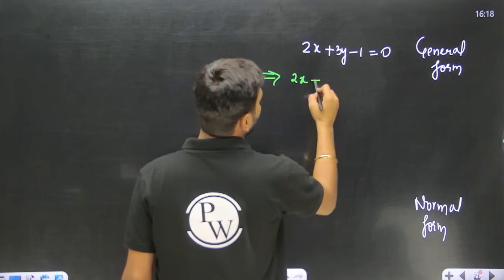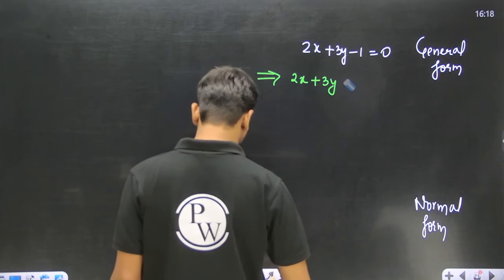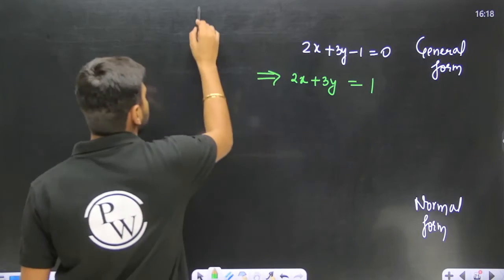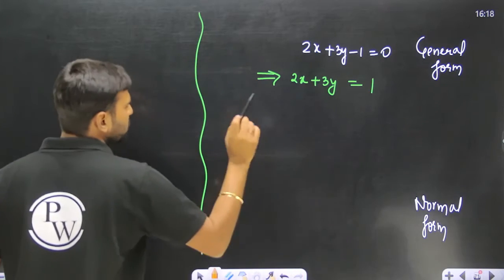First of all, you take the constant term onto the right hand side. If the constant term is positive, that's fine. If the constant term is not positive, you will first make it positive.